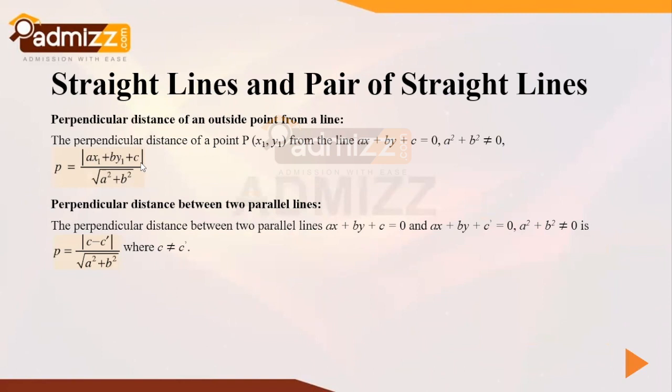Moving ahead with the next part, that is the perpendicular distance of an outside point from a line. Okay, so that distance value can be computed using this particular formula, wherein the perpendicular distance p equals modulus of a x1 plus b y1 plus c, the whole divided by under root of a square plus b square. Now what is this? The value of point P.